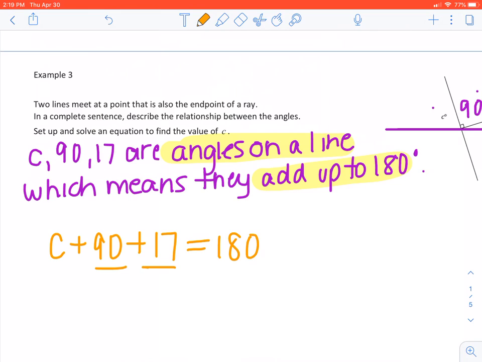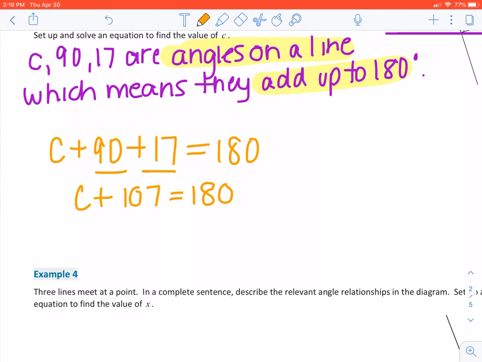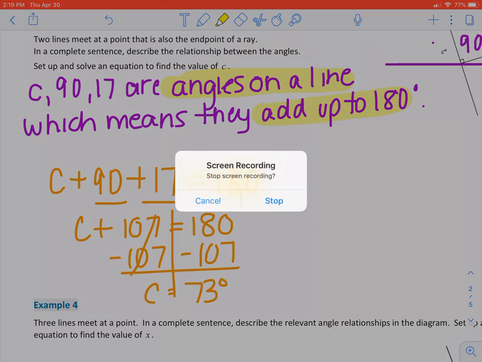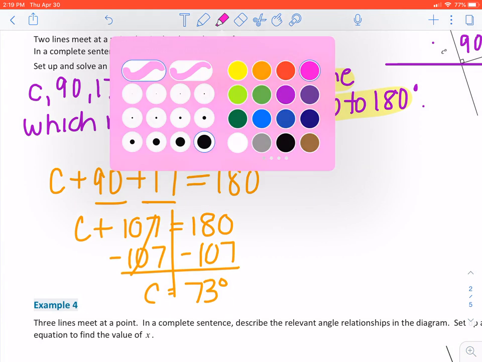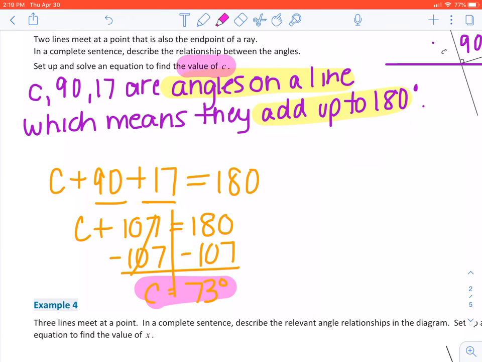Let's combine our like terms. So 90 and 17. Again, you can take your calculator to do that. We get 107. I'm going to solve. I'm going to subtract 107 from both sides. Okay, so I'm going to take my calculator, and I'm going to do 180 minus 107, which gives us 73 degrees. Now I'm going to go back and just make sure that's what the question was asking for. The question is asking for just the value of C. Here's the value of C. So we are done with this question. Our answer is C is 73 degrees.